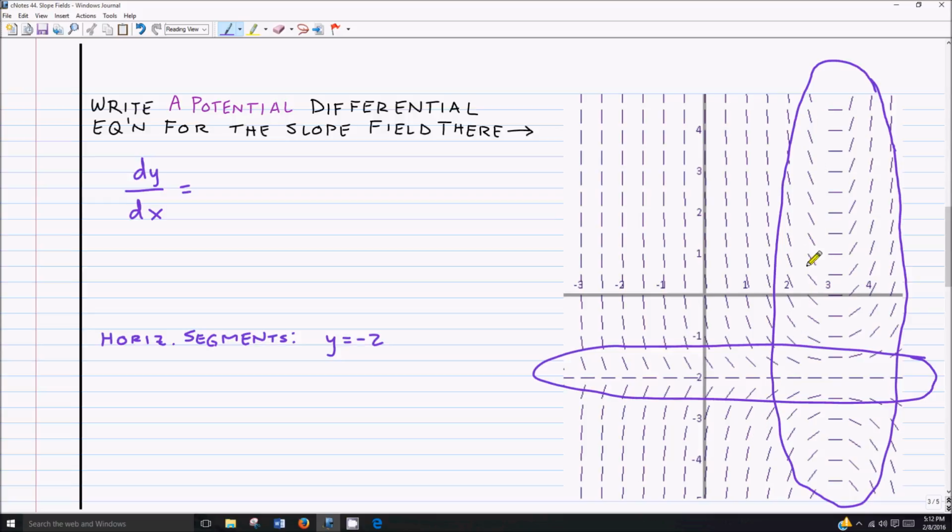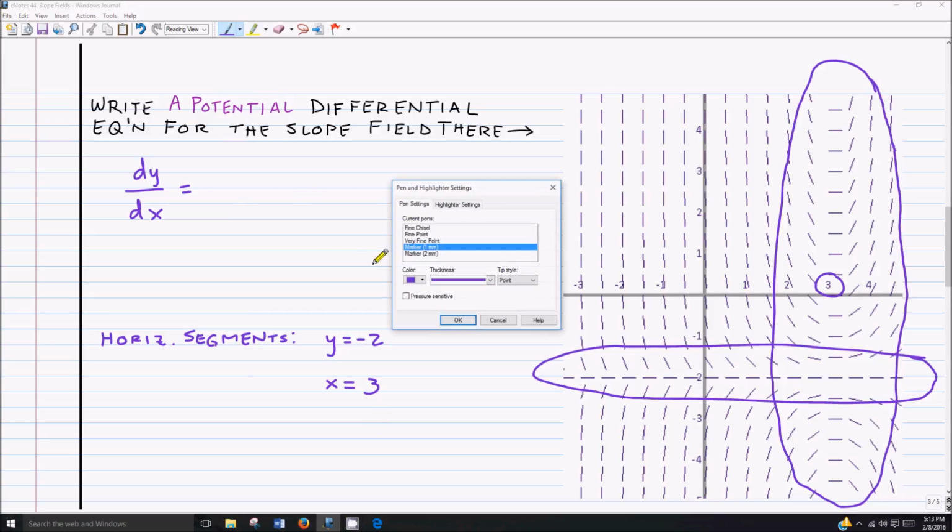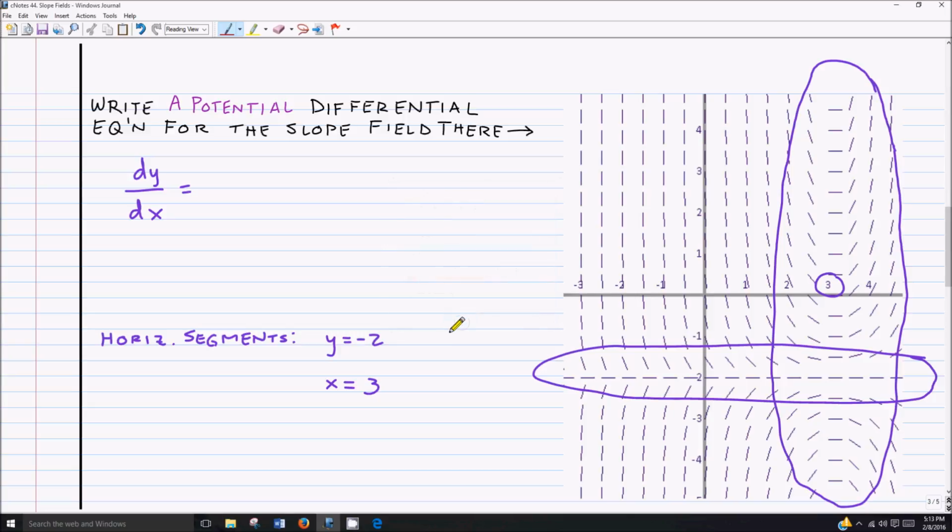So right there, where is that happening? Well, the graph's kind of ugly looking. I'm just going to assume that it's happening right there. I also see them happening at x equals 3. So cool, there are horizontal line segments also at x equals 3. The question, of course, becomes, what does that tell us? How does that fix our problem? We're supposed to come up with a potential differential equation for this very slope field. What does that tell us?